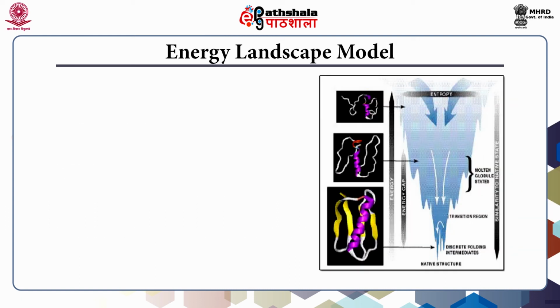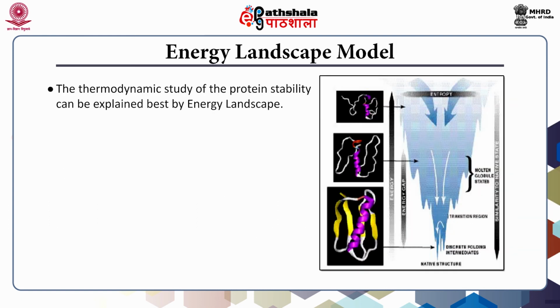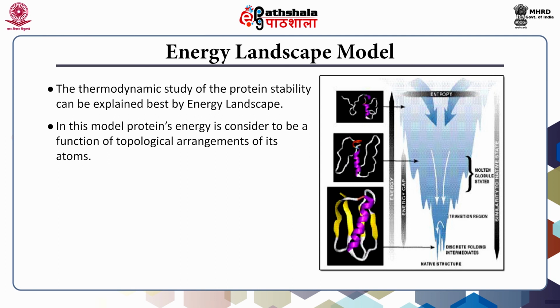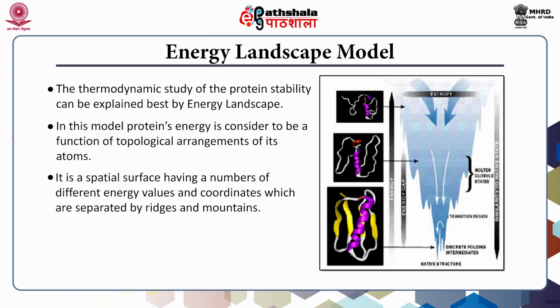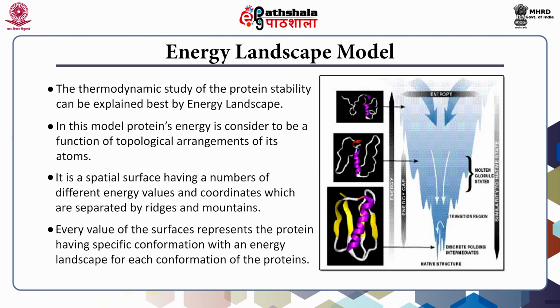Energy landscape model. The thermodynamic study of protein stability can be explained by the energy landscape model. In this model, the protein's energy is considered to be a function of the topological arrangement of its atoms. It is a spatial surface having a number of different energy values and coordinates which are separated by ridges and mountains. Every value on the surface represents the protein having a specific conformation, with an energy landscape for each conformation of the protein.